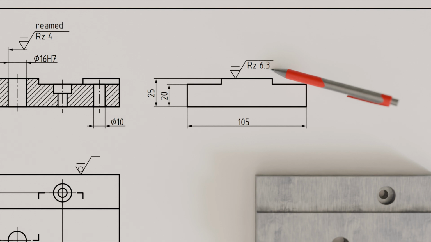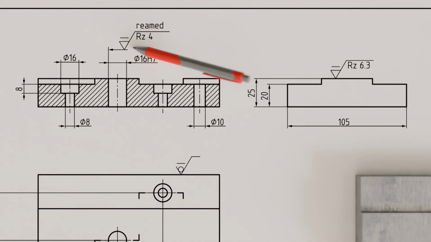The surface symbol is placed directly on the corresponding surface. The surface symbol can also point with an arrow to the dimension line of a specific geometry that is to have a certain surface property. In the illustrated case, the surface specification indicates not only the maximum roughness height to be achieved, but also the machining process by which this is to be attained, in this case, reaming.